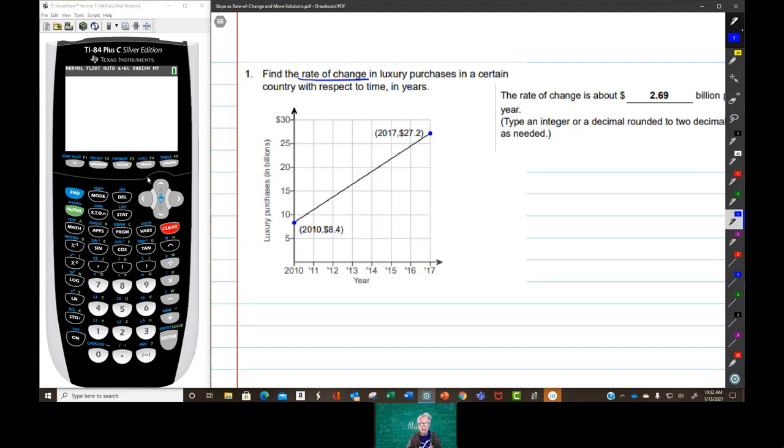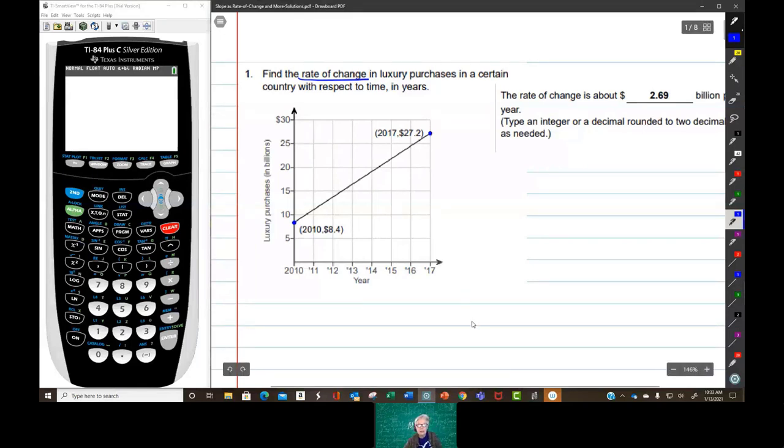So here, what we're looking at is the rate at which luxury purchases are increasing over time, with time being in years. For instance, in 2010, if you read alongside the y-axis, luxury purchases in billions were, right here, $8.4 billion. Whereas in 2017, they had risen to $27.2 billion. Now, these numbers are made up, okay?